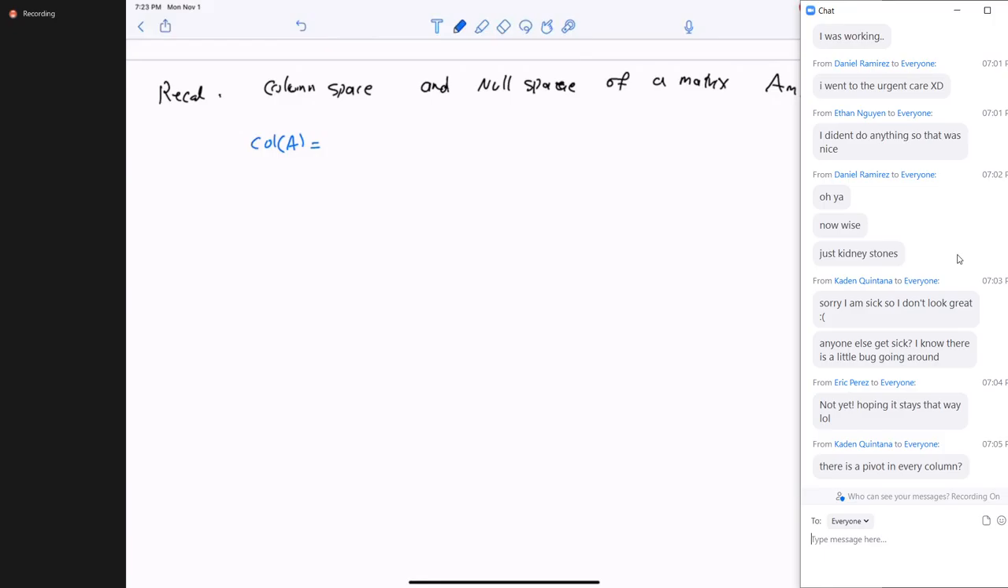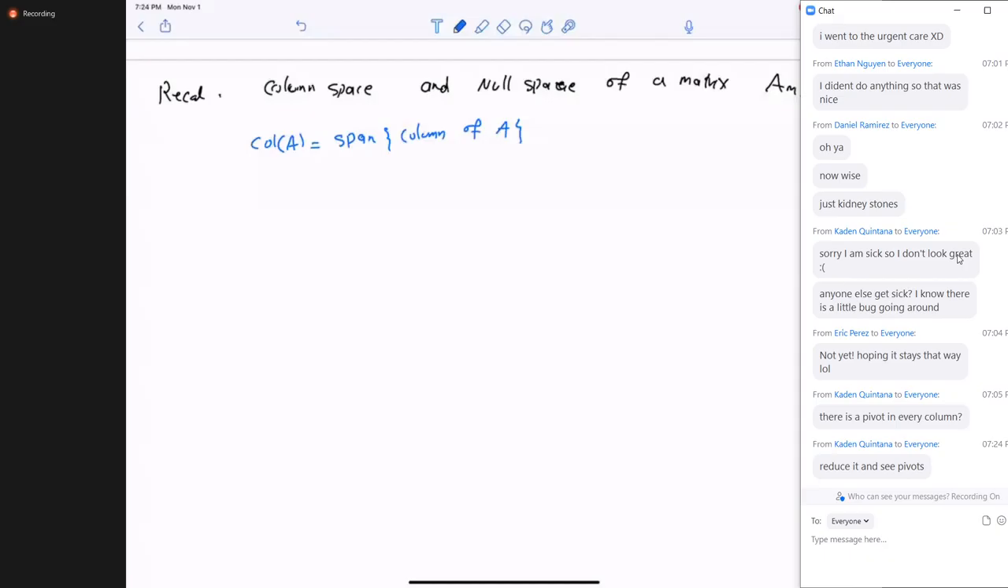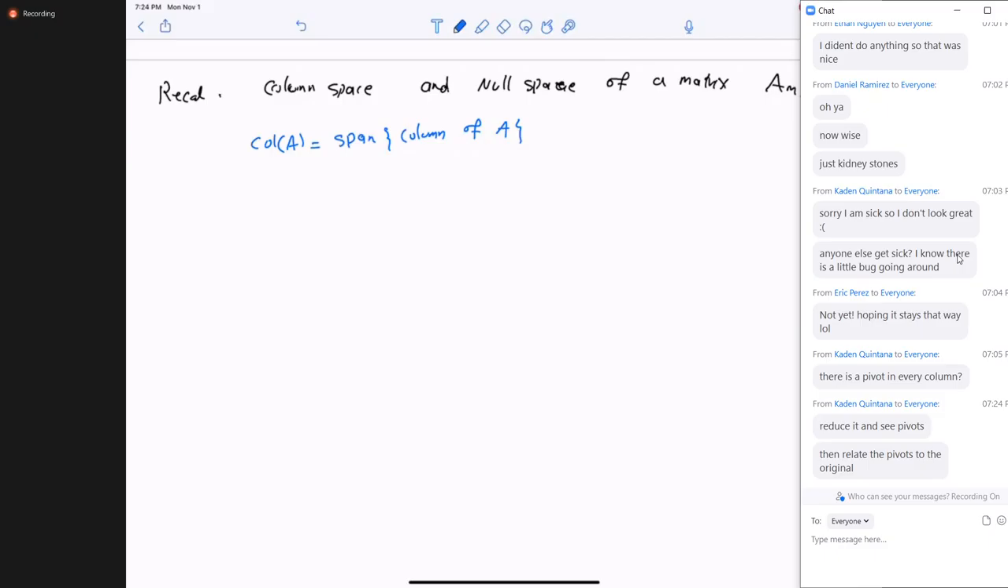The column space of A is the subspace spanned by the columns of A. You remember how we can find it? To find the column space, we need to find the row echelon form, and then find the pivot columns. Yes, Caden, we reduce it to a row echelon form and then we see the pivot columns, then relate the pivots to the original. Very good.